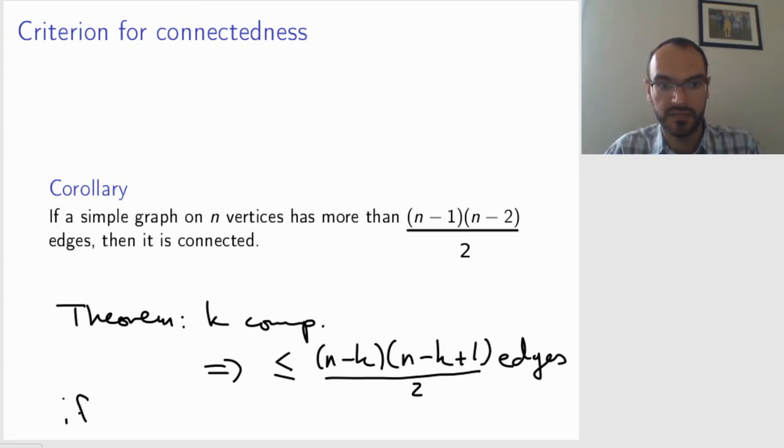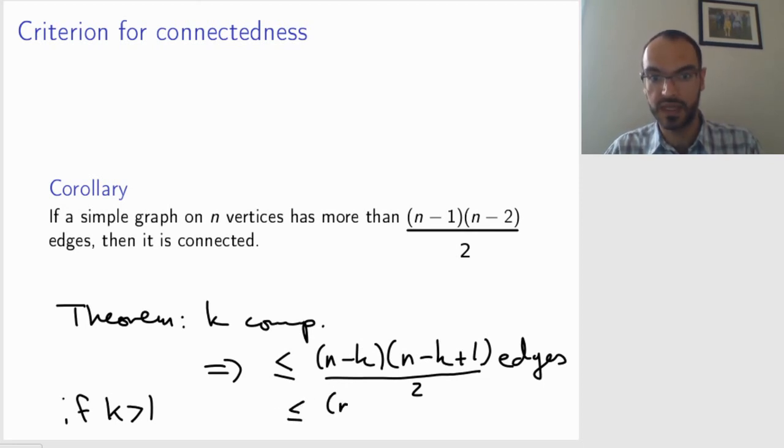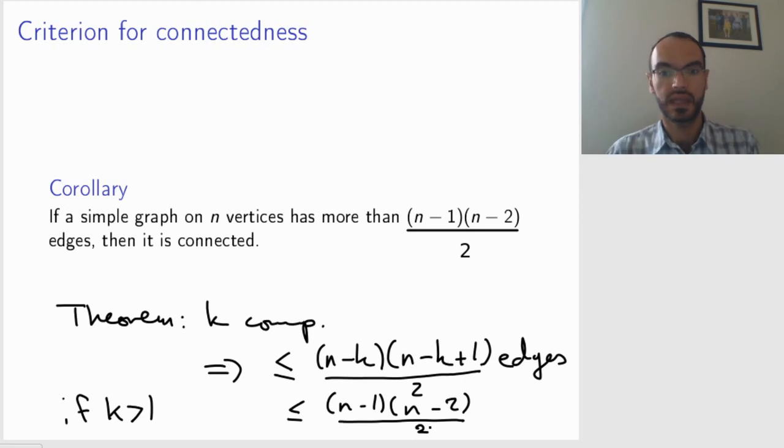And if k is more than 1, so if the graph is not connected, then this number is smaller than or equal to n minus 1 times n minus 2 divided by 2. And therefore, if the graph has more than this number of edges, it must be connected.